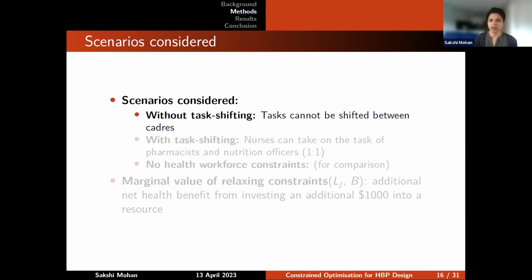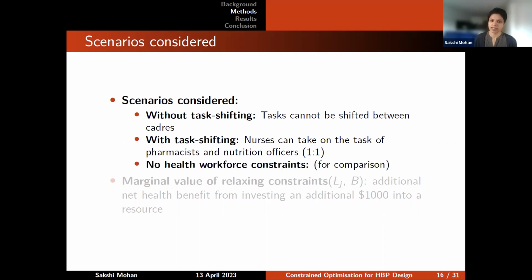In the second scenario, we relax this assumption and we allow for task shifting. More specifically, we allow for task shifting from pharmacists and nutrition officers, which seem to be binding constraints for Uganda, onto nurses. This means that nurses can take on the task of pharmacists and nutrition officers, and we assume a one-to-one transfer of time required because we didn't have better data available on the implications of task shifting.